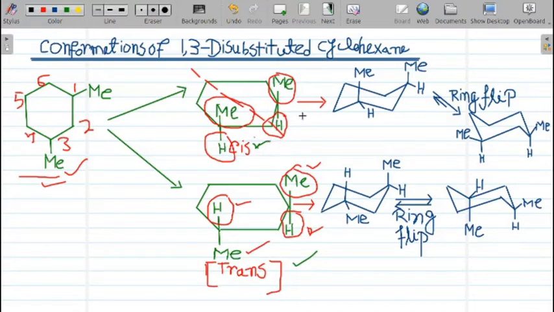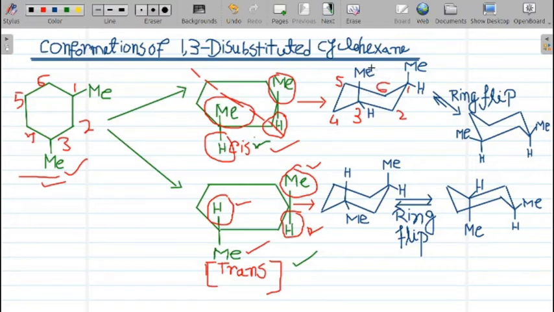Now we will draw the chair conformation of the cis conformer. Here we will draw the first chair conformation first, and then if we count the carbons here, this carbon is 1, this carbon is 2, this carbon is 3, this carbon is 4, this carbon is 5, and this carbon is 6.